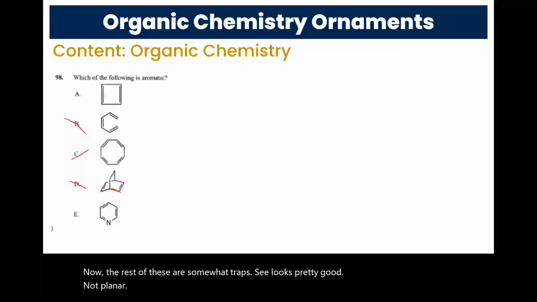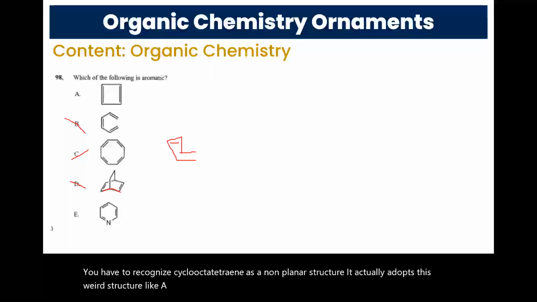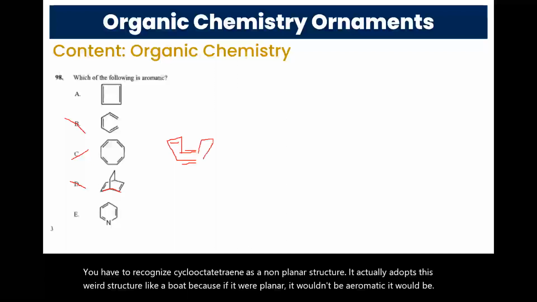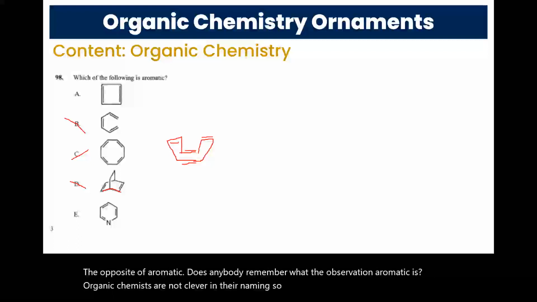You have to recognize cyclooctatetraene as a non-planar structure. It actually adopts this weird boat-like structure, because if it were planar, it wouldn't be aromatic. It would be the opposite of aromatic. Does anybody remember what the opposite of aromatic is?